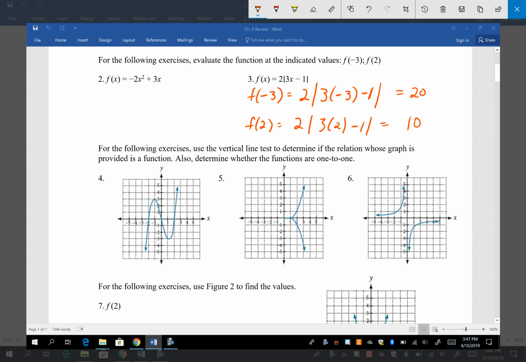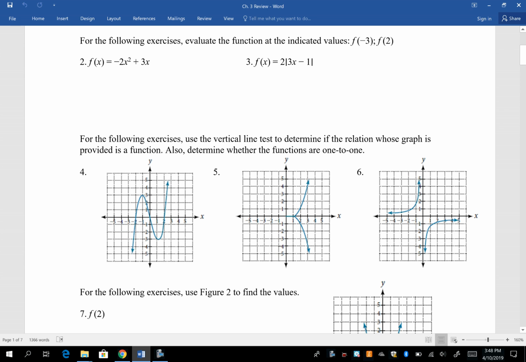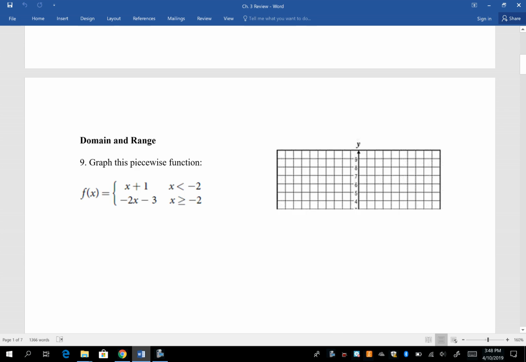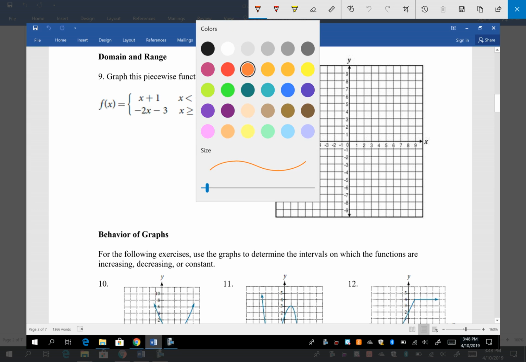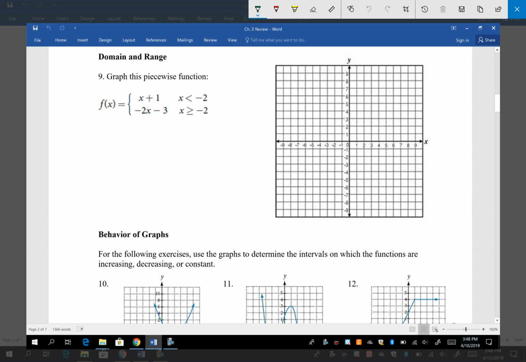Who's got another one? 9. Let's do it. Ooh, piecewise. Okay. With piecewise functions, what I would highly recommend doing is creating 2 t-charts to plot your points.